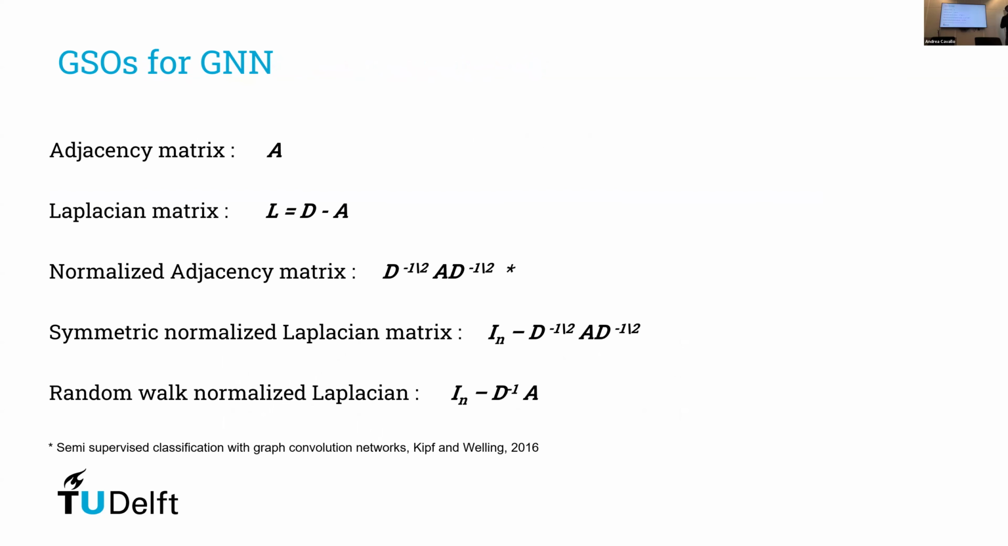So the GSO, or graph shift operator, forms the backbone, or a very important component, of a graph neural network. What is typically used in the literature for neural networks is the adjacency matrix, or you can use some other matrices that fulfill the graph shift operator property, like the Laplacian matrix, normalized Laplacian, or the normalized adjacency matrix that was made famous by the work by Kipf and Welling. So these are just some examples of matrices commonly used as shift operators in graph neural networks.